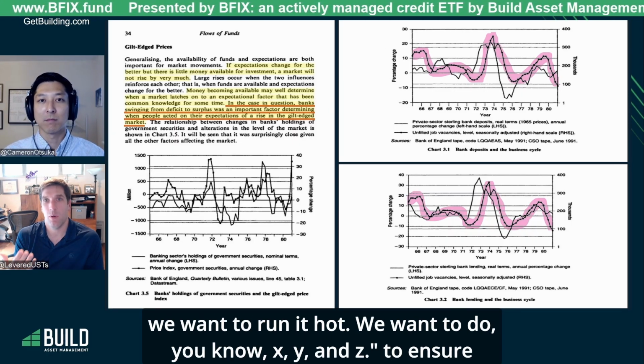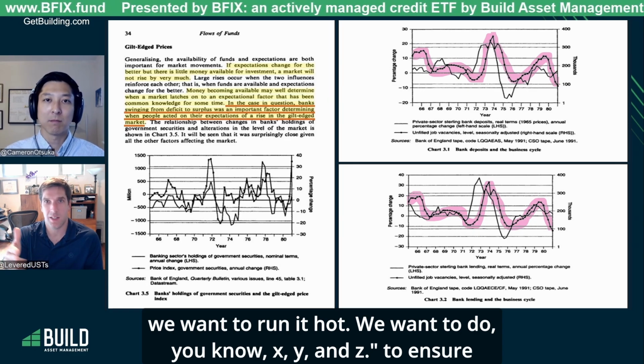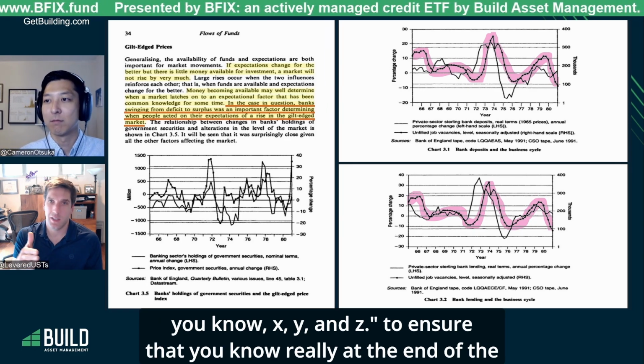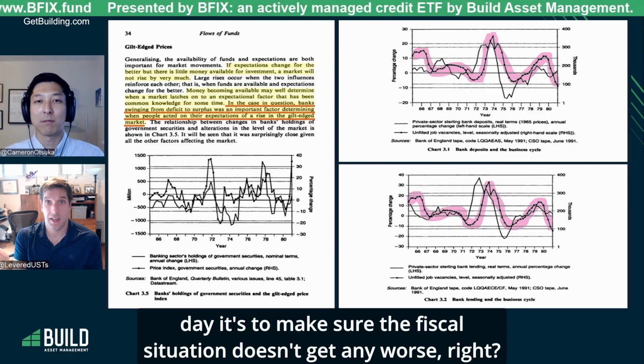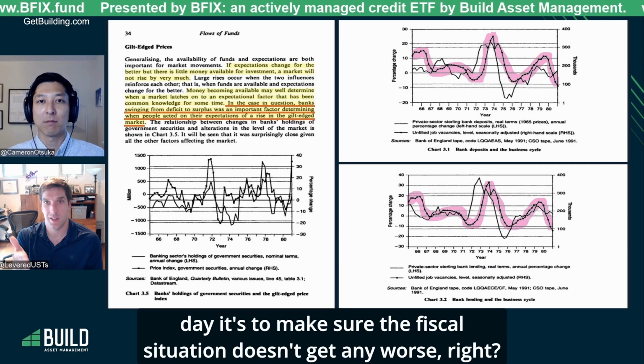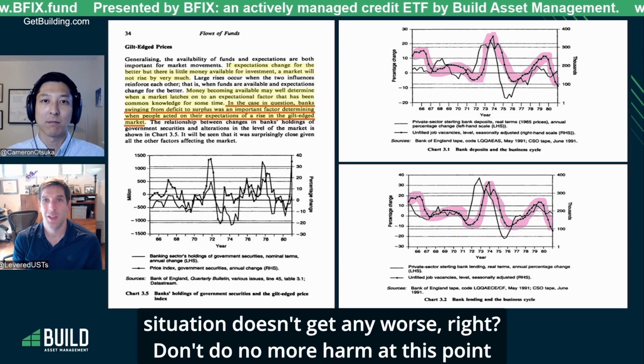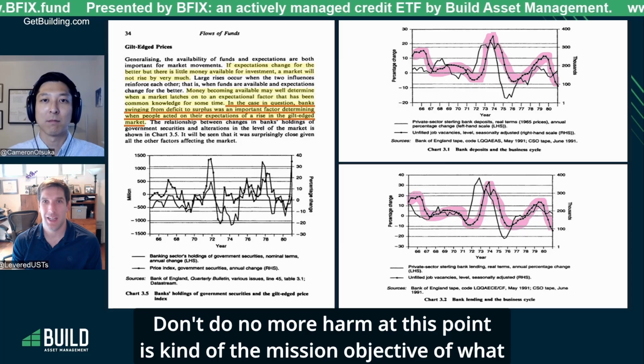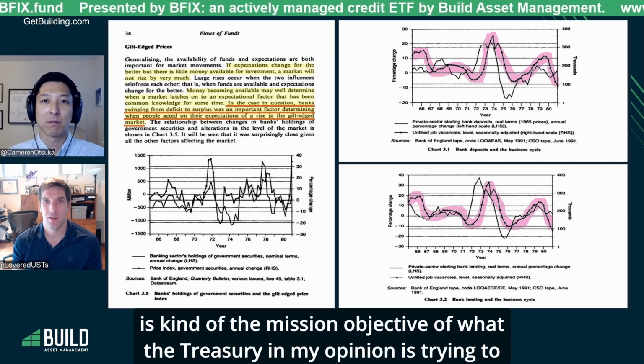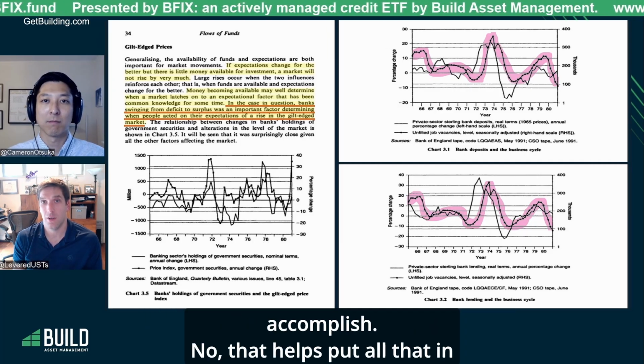That's what they want. They've said this. They've said, hey, we want to run it hot. We want to do X, Y, and Z to ensure that, at the end of the day, the fiscal situation doesn't get any worse. Right? Do no more harm at this point is kind of the mission objective of what the Treasury, in my opinion, is trying to accomplish.